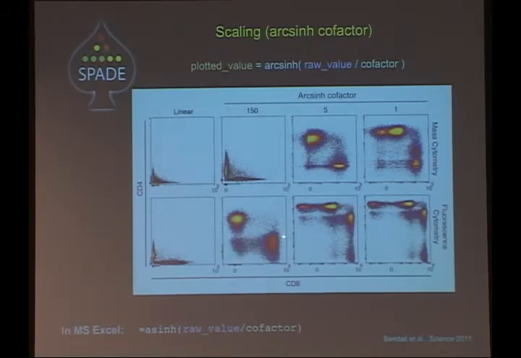In terms of SPADE, what you really want to get to is a plot that makes some visual sense to you. Because SPADE is going to be looking at these distances in ArcSinh transformed space, just like you would be looking at them on the plot here.